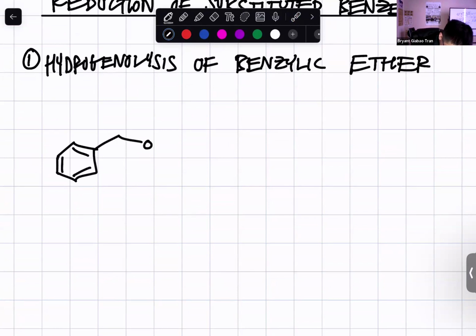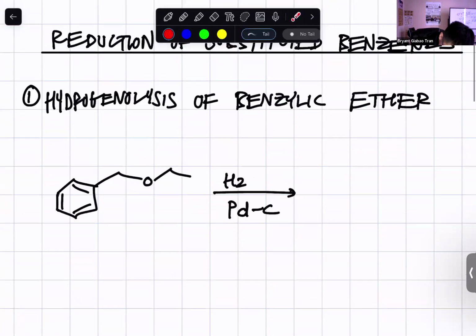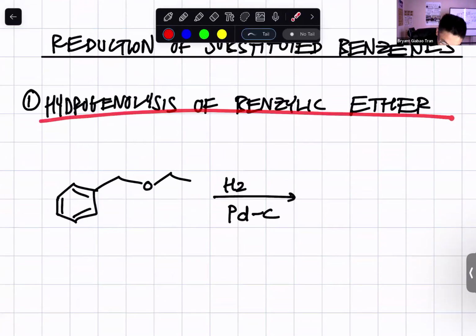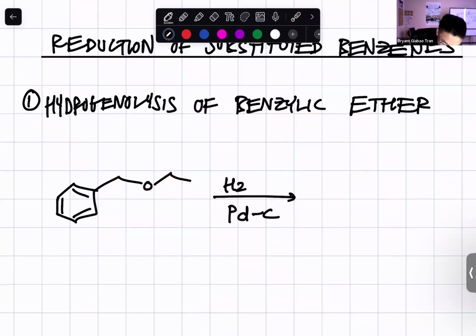If we have this ether here, and we react it with the reagents H2, Pd/C, this is going to do hydrogenolysis of the benzylic ether. We're going to reduce this benzylic ether here, right? This is an ether because we have an ROR group, and this is the benzylic position because it's the carbon directly coming off of the benzene. At that benzylic carbon, we have the ether. So this is considered the benzylic ether.